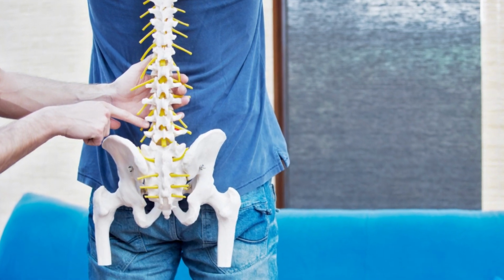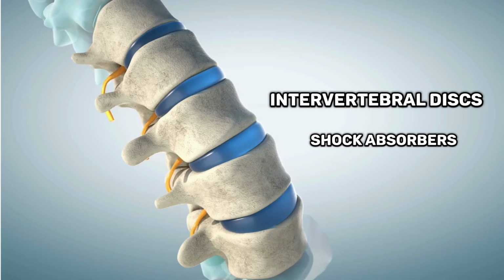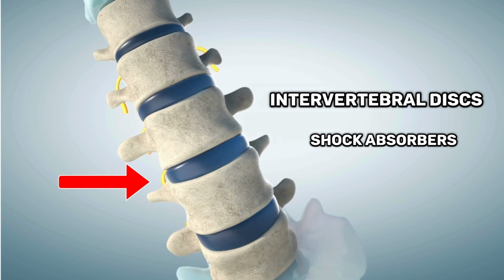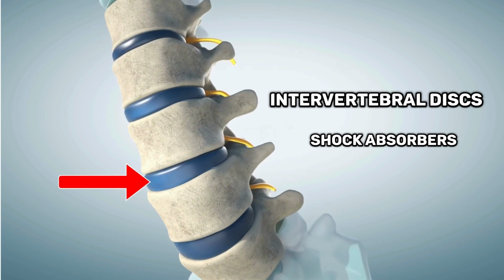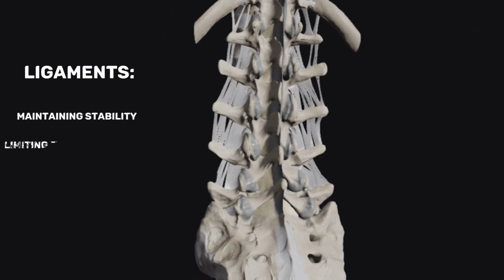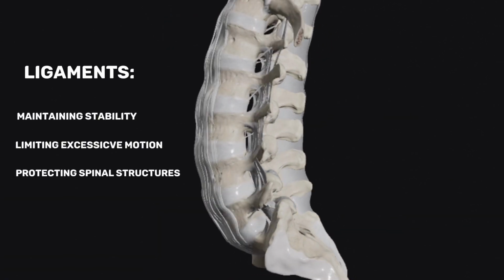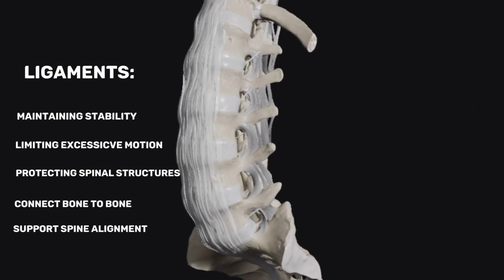First, let's briefly go over the low back anatomy. The low back, also known as the lumbar spine, consists of 5 vertebrae, L1 to L5. These vertebrae support the weight of the upper body and allow for flexibility and movement, such as bending and twisting. In between each vertebrae are intervertebral discs, which act as shock absorbers. The ligaments of the low back play a crucial role in maintaining stability, limiting excessive motion, and protecting the spinal structures during movement. These ligaments connect the bones and support the alignment of the spine.